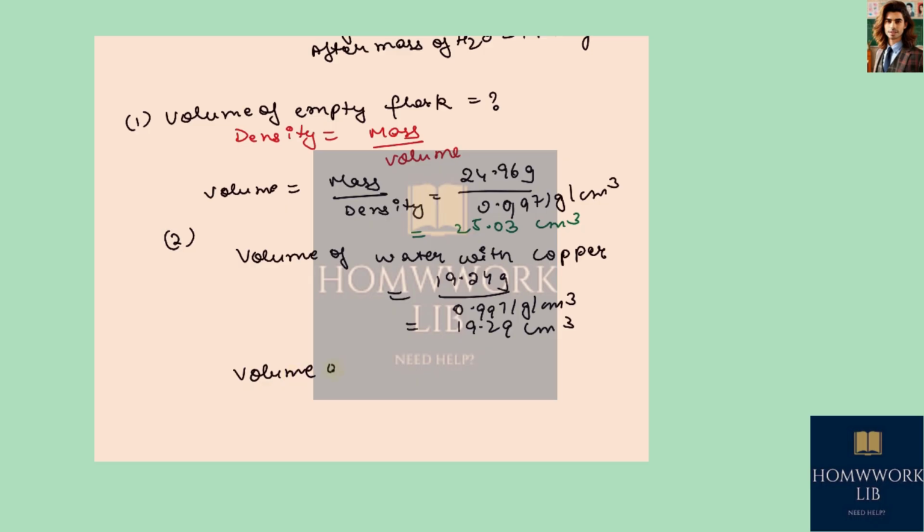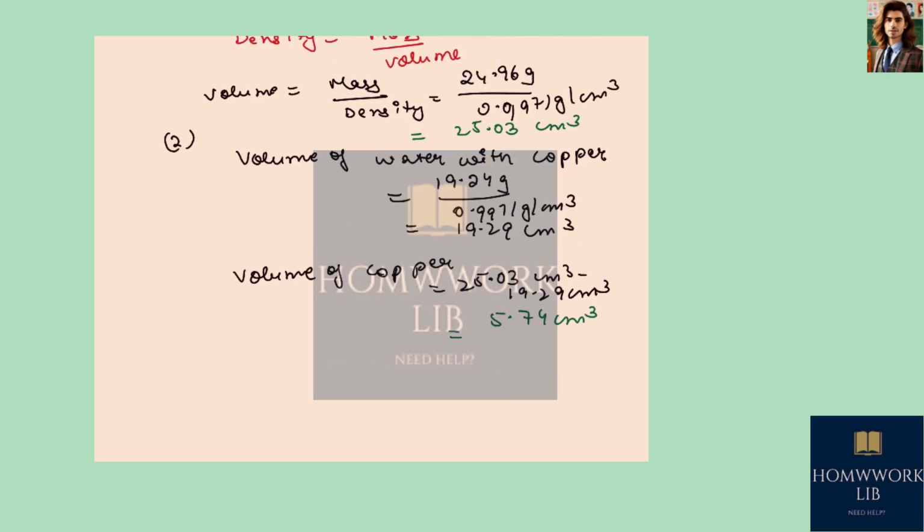Now we can find out the volume of copper by subtracting the volume of water with copper. So this is equal to 25.03 centimeter cube minus 19.29 centimeter cube. So this volume of copper comes to be 5.74 centimeter cube.